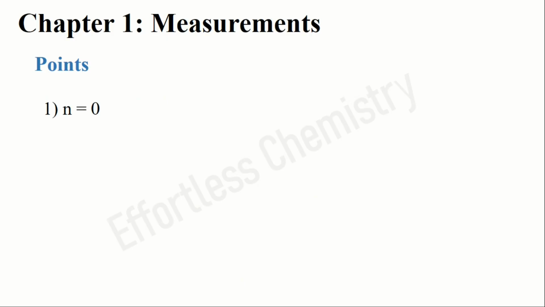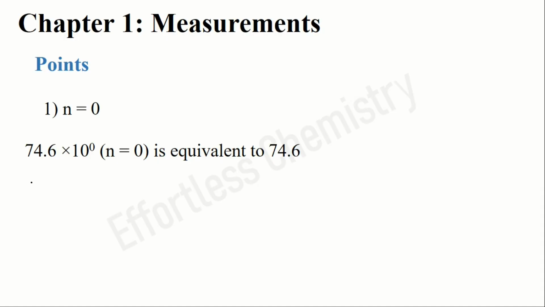Here are some points that are interesting to be considered. When n is equal to 0, it is used for numbers that are not expressed in scientific notation. For example, this number is equivalent to 74.6. So when 10 has the exponent of 0, it is always considered to be 1. And that's why we don't mention it.